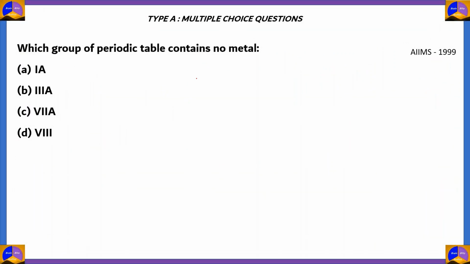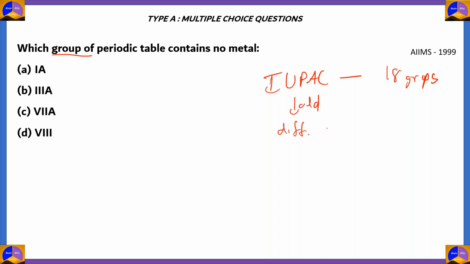Now, we're asked to find out which group of the periodic table contains no metal. In the IUPAC system, the periodic table is differentiated into 18 groups. However, in the old version, we have a different numeric system. And we are asked to find out which one of these numbers represents a given group of the periodic table which does not have any metal. So no metal should be present.